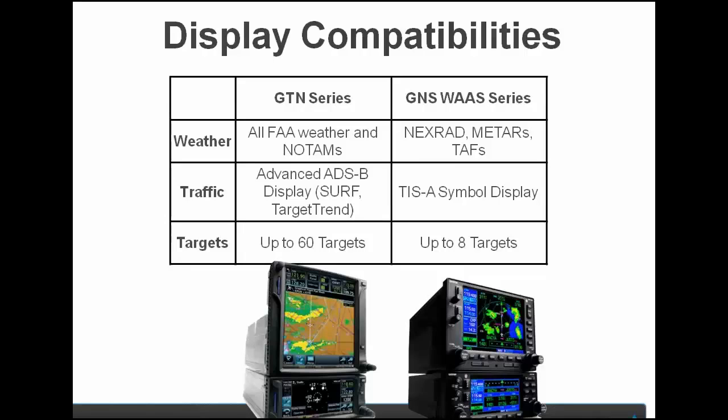So the great thing about the GTN, it does all the FAA weather and NOTAMs. It does all the traffic. It has the target trend and SURF on it as well, and you can display up to 60 targets if you'd like to see them all.